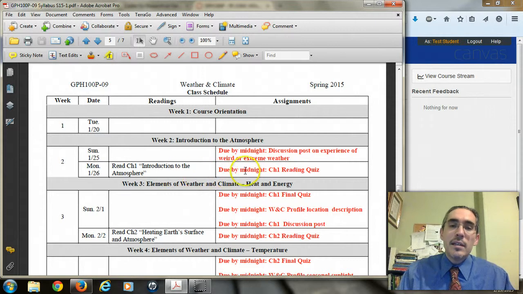And you'll see in the next column over that due by midnight on the 26th is your first reading quiz, which will be on that chapter's contents. So you want to have read that before midnight on the 26th. In fact, I would suggest that you do that sooner rather than later, so that if you have questions about that, you can post them, and I'll talk about how you do that in a second.